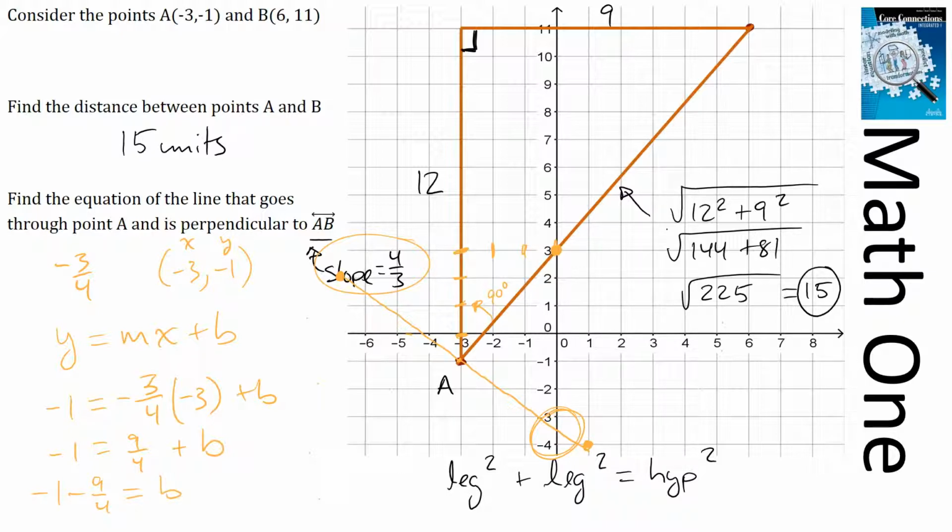It's not very gratifying though, so let me do a bit of arithmetic with it. -1 is equivalent to -4/4, and I'm going to subtract from that 9/4. And when I do that, I end up with -13/4. So that's my value of b. b is the same as -13/4.